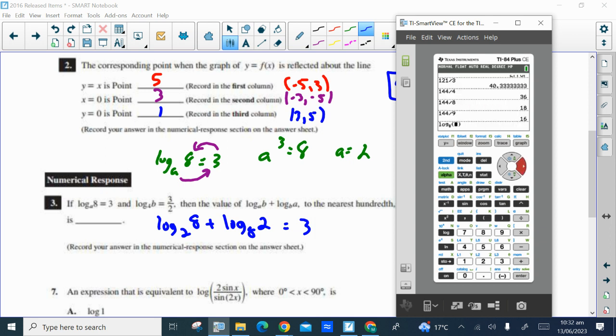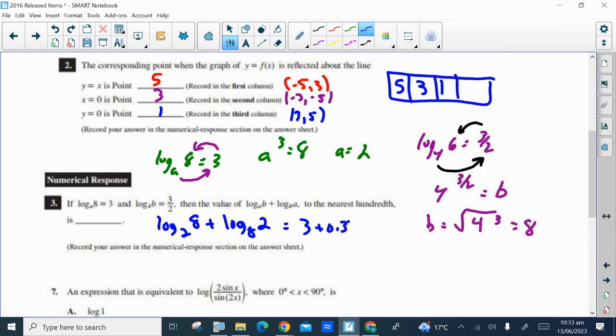Log base 8 of 2 is 0.3 repeating. So it'll be 3.33. And so remember that you have the options under box 2 and 3 for a decimal. So that decimal would take that second box and you have to bubble the decimal below. Okay?